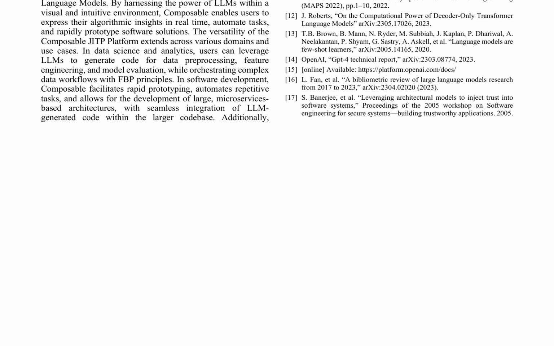In software development, the Composable JITP platform facilitates rapid prototyping, automates repetitive tasks, and allows for the development of large, microservices-based architectures. Seamlessly integrating large language model-generated code within the larger codebase, the platform enables efficient software development and deployment. The platform also demonstrates its applicability in natural language processing, machine learning, and robotic process automation, empowering users to implement tasks and subtasks in real time.